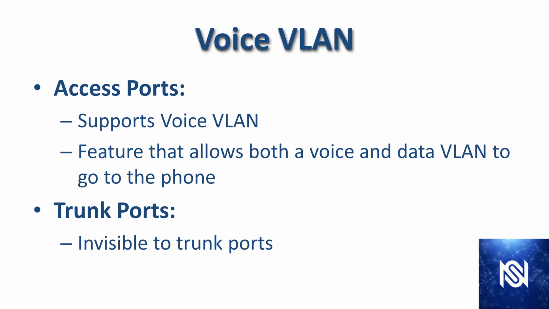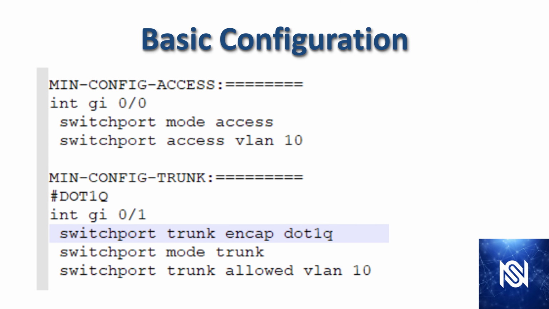That's a concept that really only applies to the access ports, because to trunk ports, the voice VLAN just looks like another VLAN, and there's no configuration that's necessary for trunk ports. To them, it just looks like it's another VLAN. All right, here we have just basic configuration for both access and for the trunk ports.